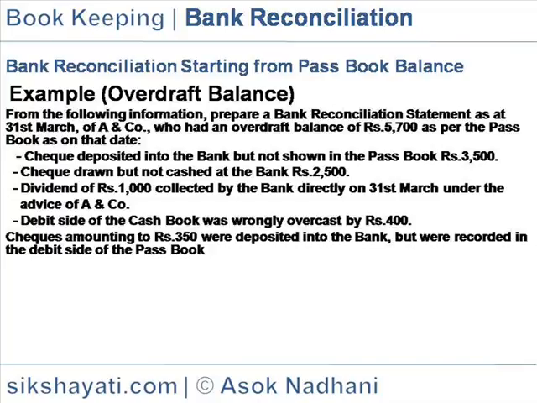Dividend of rupees 1,000 collected by bank directly on 31st March under advice of A and Company. Debit side of cash book was wrongly overcast by rupees 400. Checks amounting to rupees 350 were deposited into bank but were recorded in the debit side of passbook.